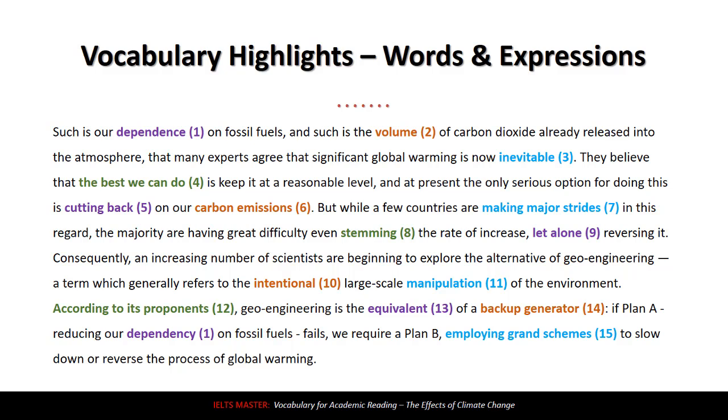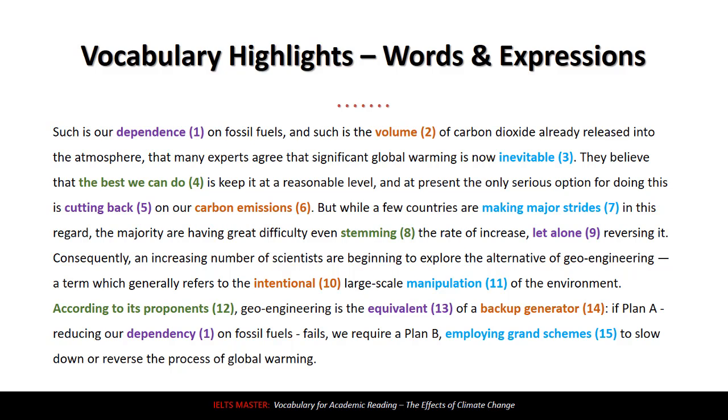Number 10 is intentional. This means on purpose, something you intend to do, something you try to do. And manipulation is to change by trying to change something. So to usually manipulate is to change with your hands. But here we're manipulating the environment. We're changing the environment. Next, according to its proponents. This is another phrase that I highlighted because I think it's a useful phrase for you to know. According to its proponents. Proponents are people who support something. So according to the people who support it, according to its proponents is number 12.